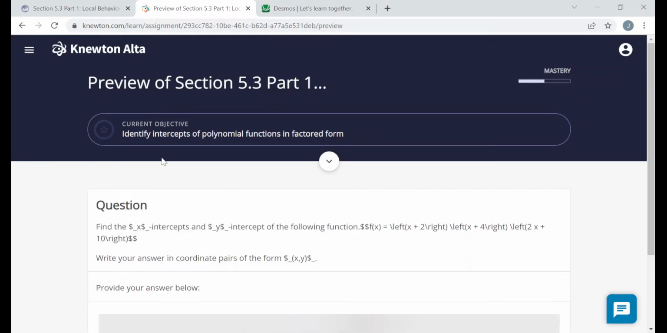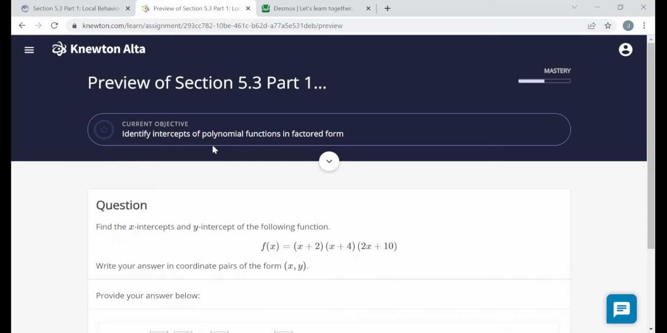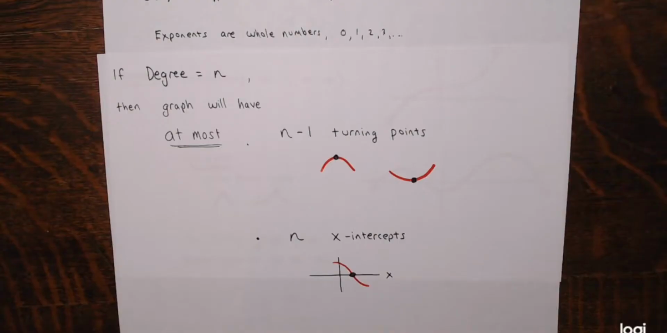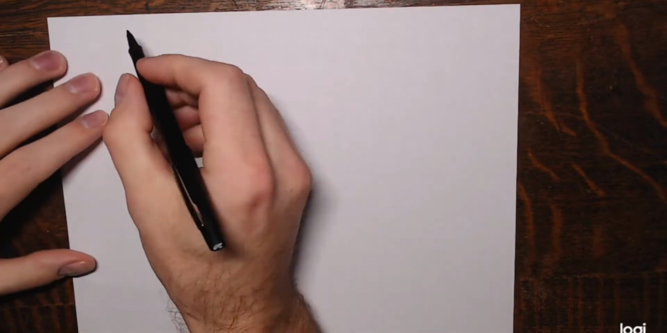All right, so now the other objective is identify the intercepts of a polynomial in factored form. So find the x-intercepts and y-intercepts. Well, if it's in factored form, it should be very, very simple, and I'll show you. So I'll write out the function they gave us, where it's not completely factored, but it is nicely factored down to linear factors, degree 1 factors already.